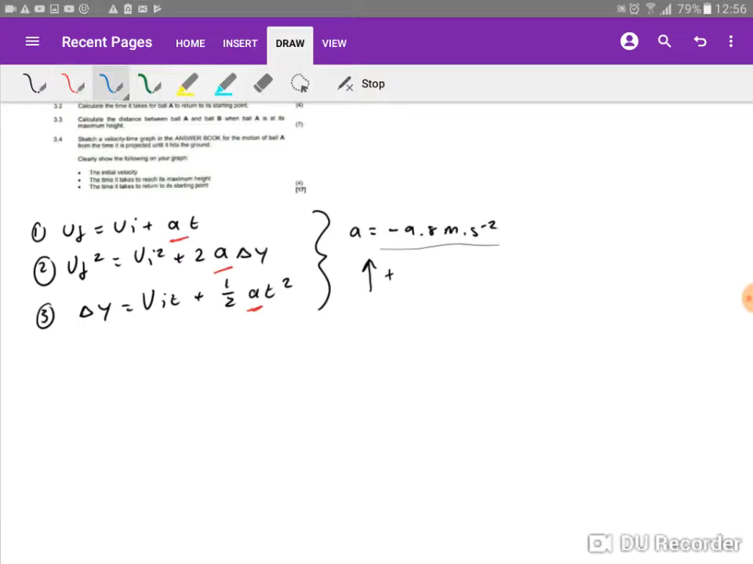And this change in y is displacement. So it's basically if an object was at 20 meters high and then it gets down to 10 meters afterwards, its displacement was negative 10 meters if we're taking upwards as positive. You know what I mean? So it's gone down 10 meters. Okay.